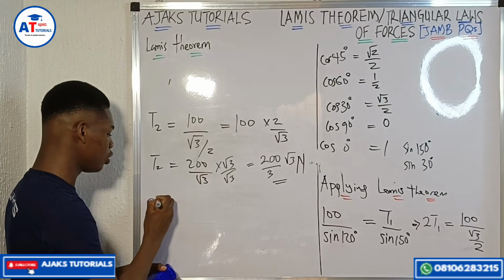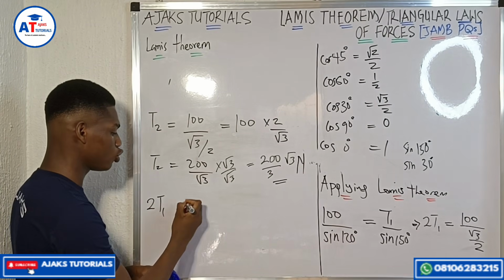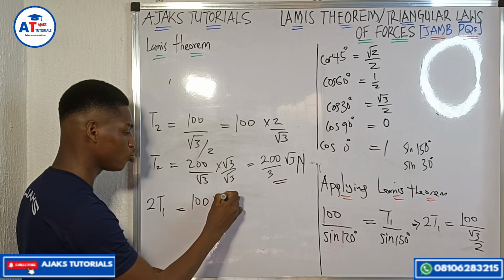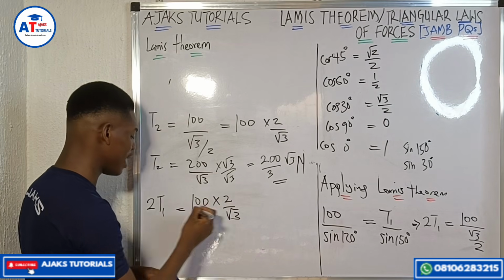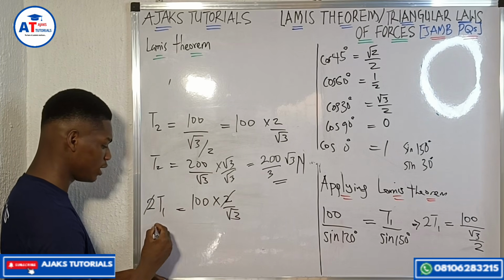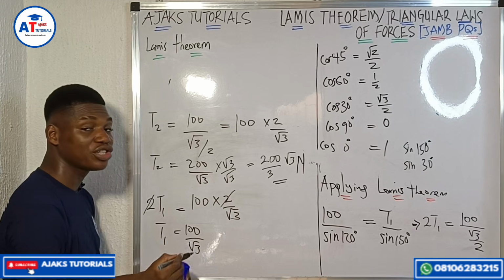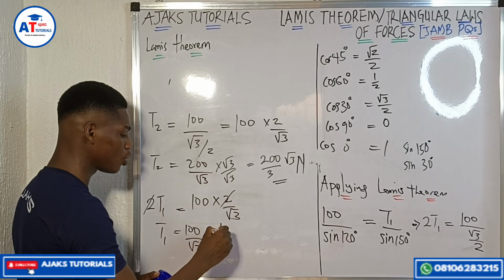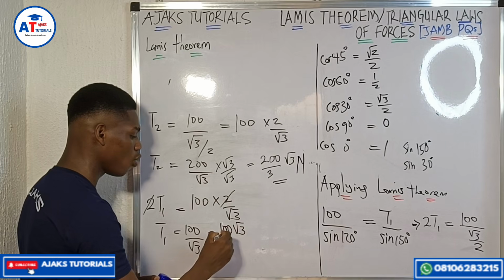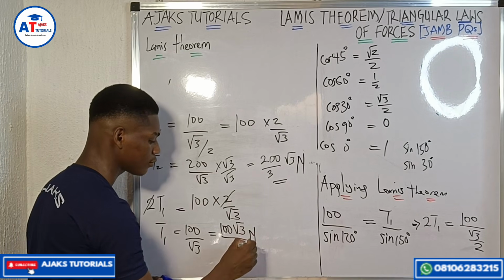So 2T1 equals 100 times 2 over root 3. Class, 2 cancels 2. What is my T1 finally? 100 over root 3. By rationalizing, this gives me what? 100 root 3 over 3 Newton.